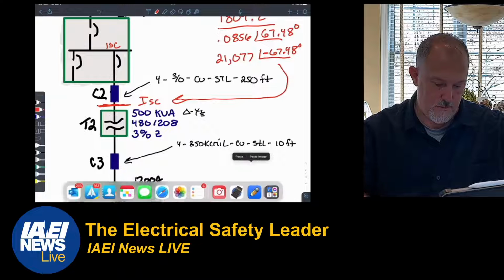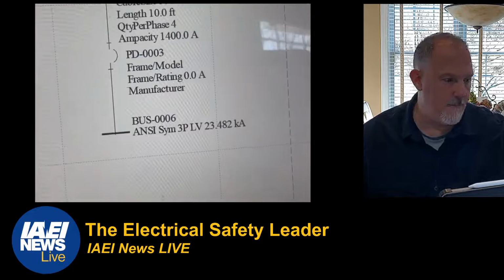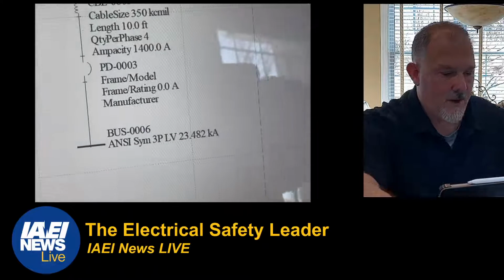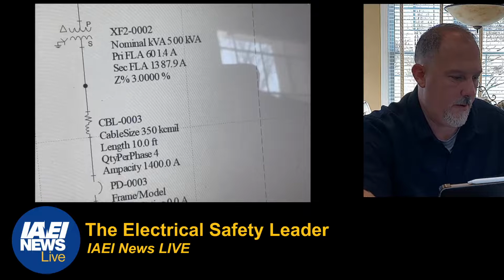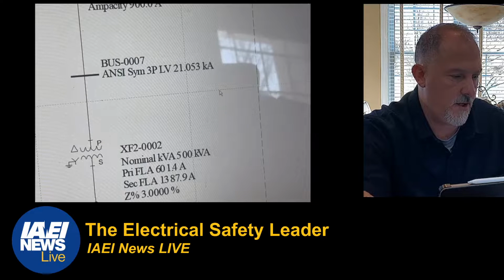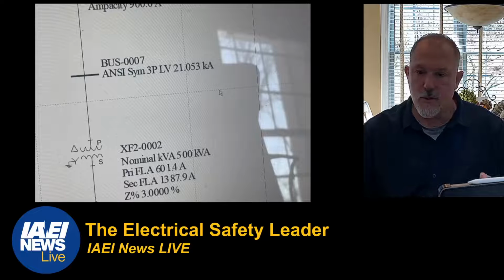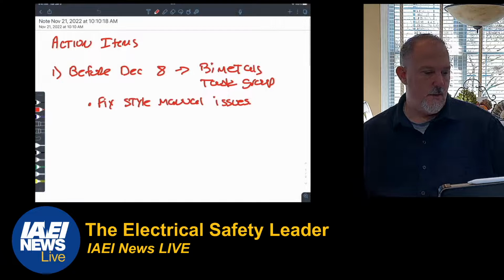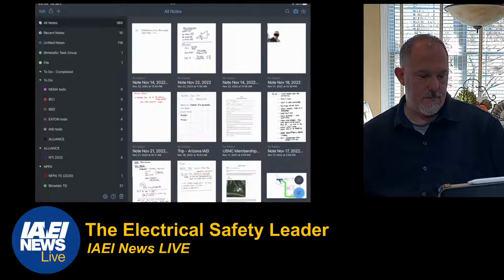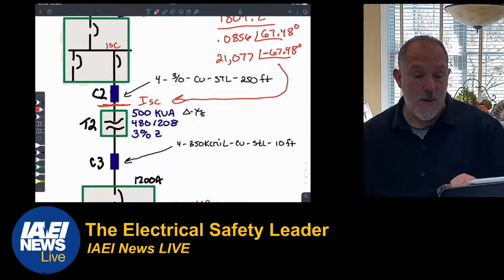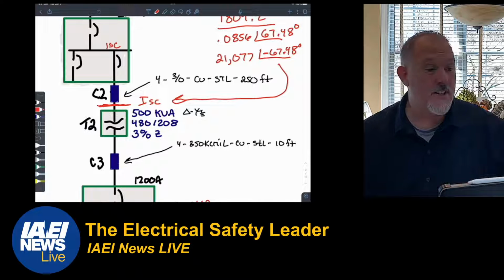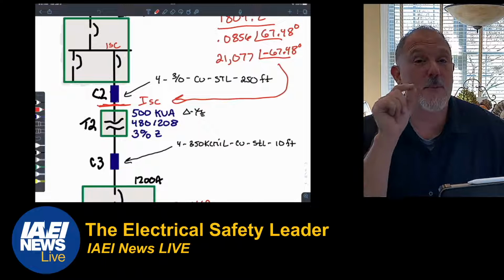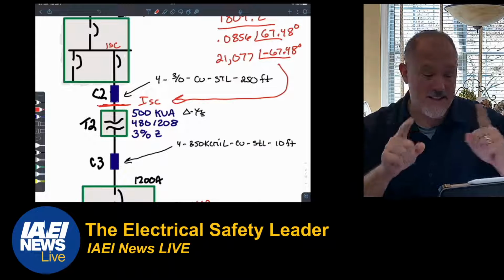All right, so what about this one? I don't have a touch screen, so bear with me. I gotta go up. There's my transformer. 21,053. What did I get? 21,077. So tell me that's not pretty doggone close.